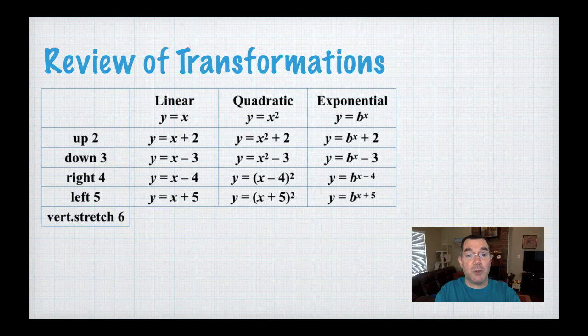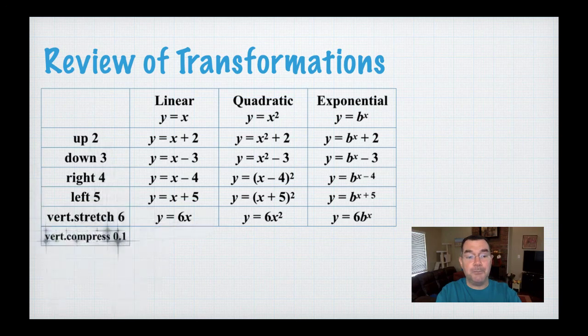All right, now let's talk about stretching. When you're stretching a function, you're simply going to multiply the entire function by whatever the stretch is. So if I'm stretching by 6, then y equals x becomes y equals 6x. For the quadratic, y equals x squared becomes y equals 6x squared. And for the exponential, y equals b to the x becomes y equals 6b to the x. And the same thing if I'm compressing, it doesn't look any different. The way you know that you're compressing instead of stretching is that you're multiplying by a number that's between 0 and 1. So like 0.1, that's between 0 and 1. So I know that these will be compressions instead of stretches.